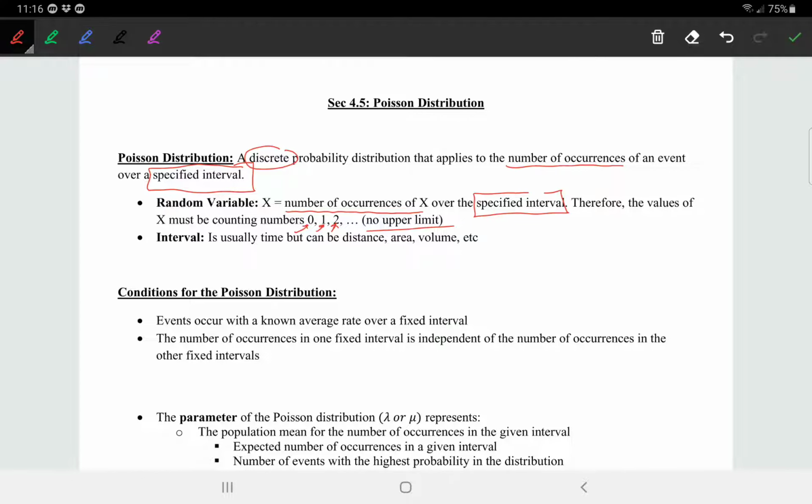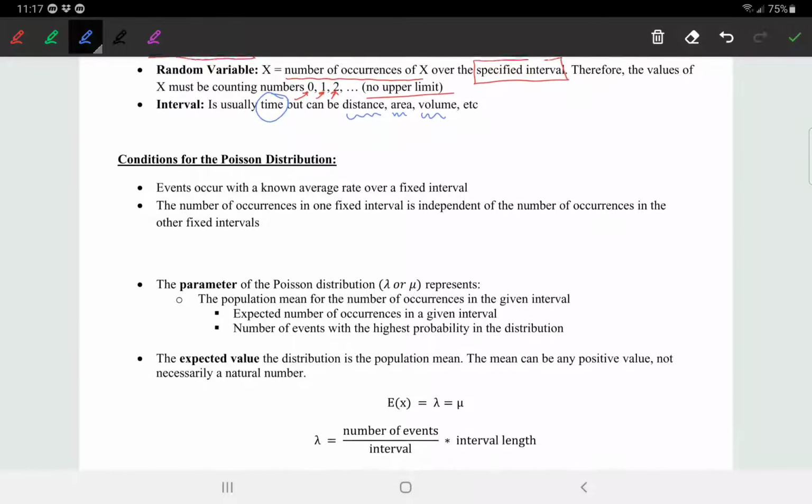Now, what is the interval? Most of the time, it is time. However, we could look at it in terms of distance or area or volume. It just needs to be a specified interval. Most of the time we are looking at it, it will be time. The interval will be time.